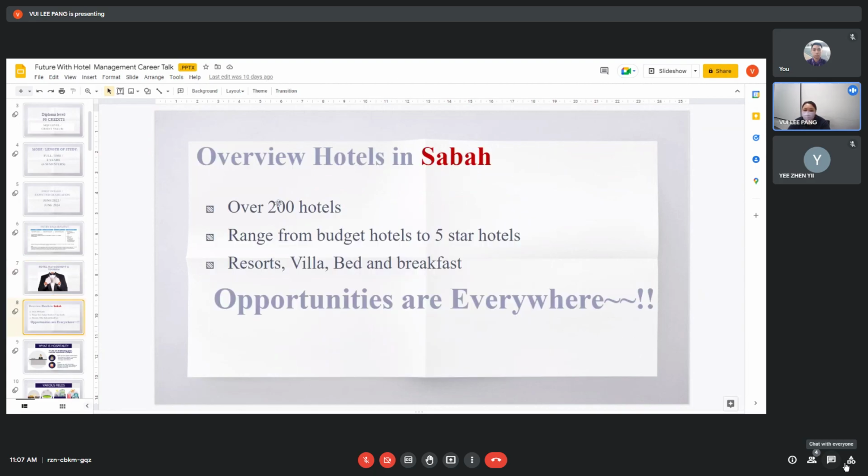So you can see the overview of hotels in Sabah. There are over 200 hotels in Sabah, ranging from budget hotels to 5-star hotels, such as resorts, villas, bed and breakfast. And we can see that opportunities are everywhere. Even if you are an IT student, you do have the opportunity to work in the hotel industry, service line as well, right?